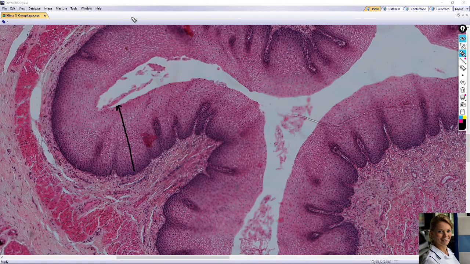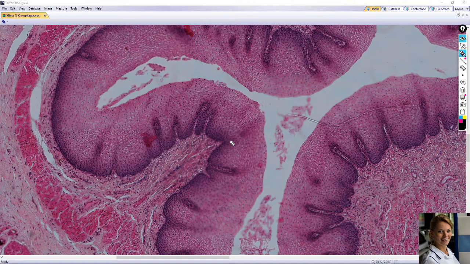Beneath the epithelium you can see connective tissue lamina propria. It's here. And smooth muscle layer muscularis mucosa here, which consists of smooth muscle cells. So the 3 layers form the mucosa. Sometimes you can see the lymphatic tissue or nodules, but not in this case.